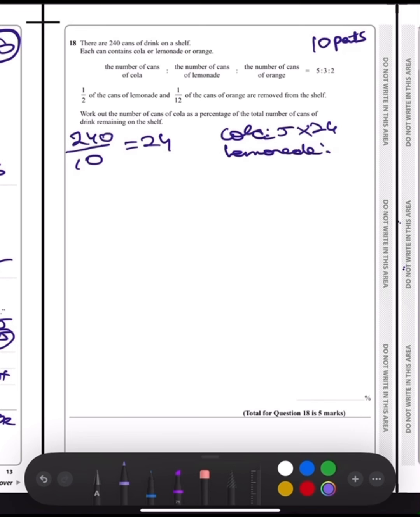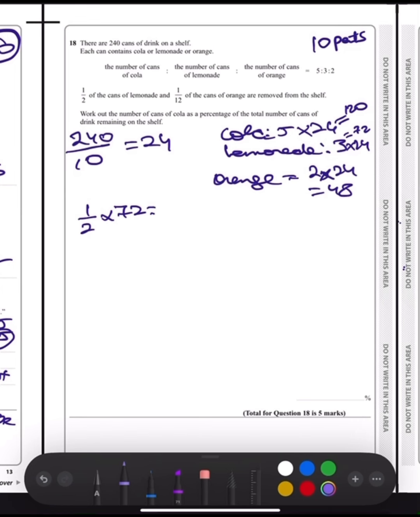We know that for 5x, 3x, and 2x, we can take them as that, or we can take them as 5, 3, and 2, which we found 10 parts for. So to find the exact number of cola, lemonade, and orange, we multiplied them by the number that we got from 240 over 10 parts. So cola was 5 into 24, lemonade was 3 into 24, orange was 2 into 24. Cola we got 120, lemonade we got 72, and orange we got 2 into 24, which is 48.